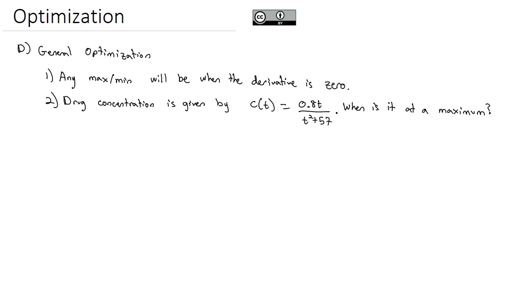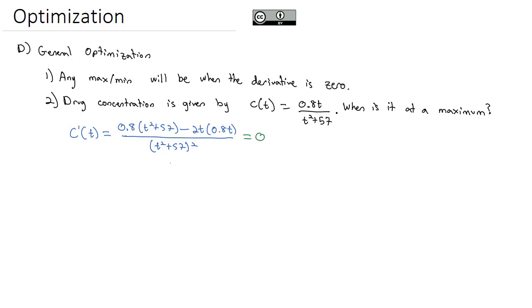Well, if I want to find the maximum, we just have to take the derivative of the concentration with respect to t. This is a quotient. We know the quotient rule. We take the derivative of the top, which is 0.8, and we multiply by the bottom, which is t squared plus 57. Subtract the derivative of the bottom, which is 2t, times the top, which is 0.8t. And then we divide by the denominator squared, which is t squared plus 57 squared. We know the maximum is going to occur when that derivative is equal to 0.